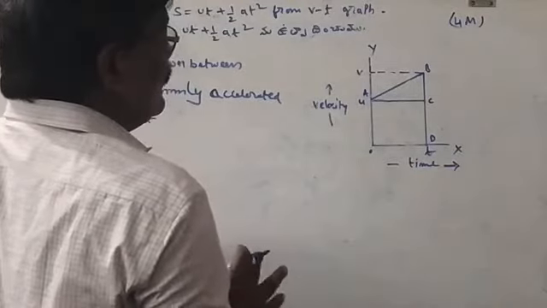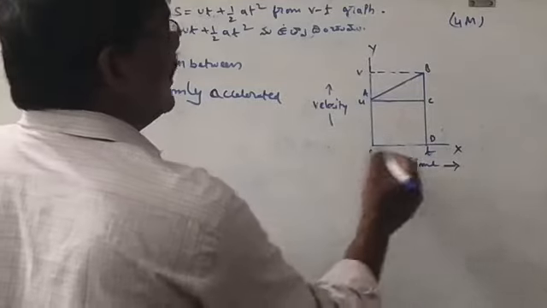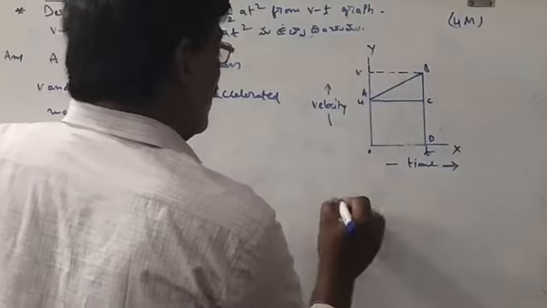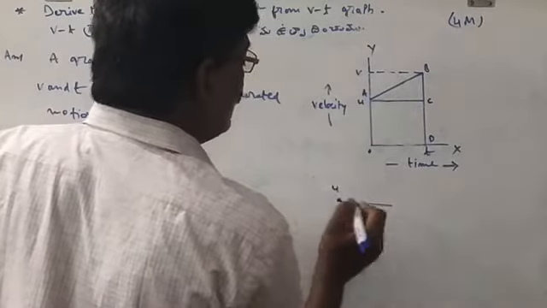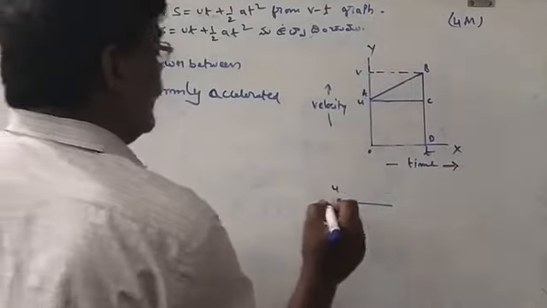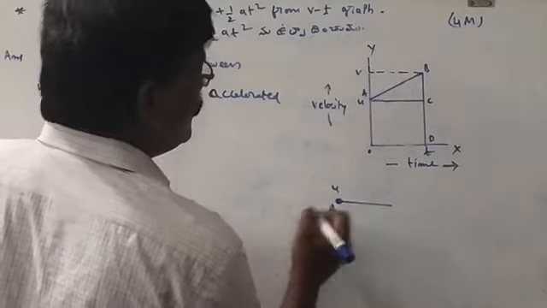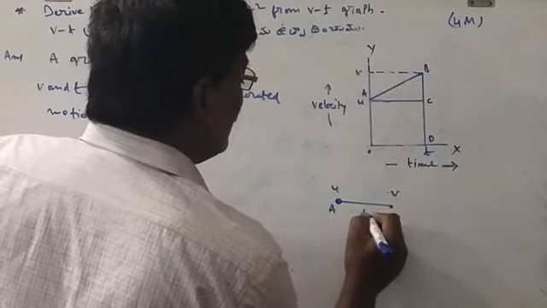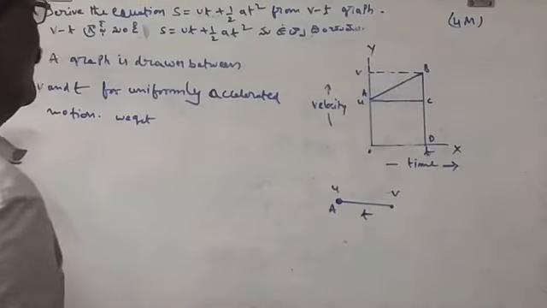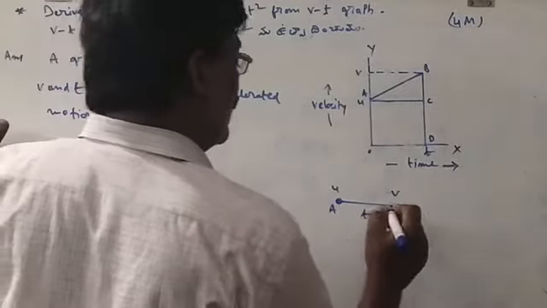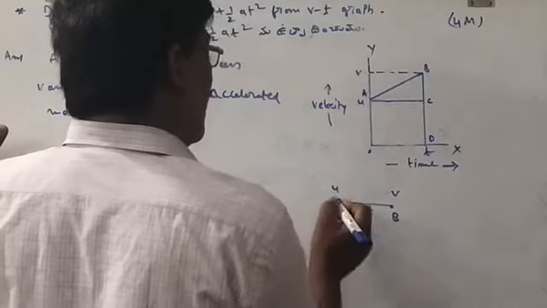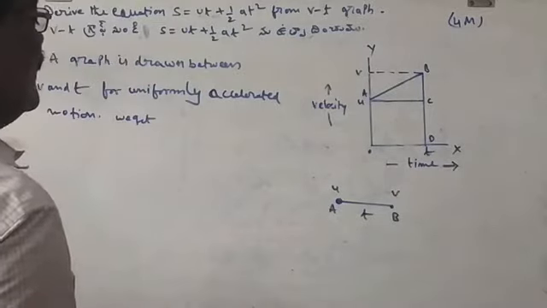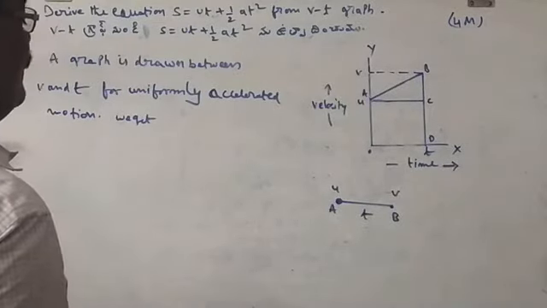You draw first the velocity time graph. Time is taken along x-axis, velocity is taken along y-axis. At A, the body's initial velocity is u, and final velocity is v after time t. Consider a body moves between A and B. At A, its initial velocity is u. At B, its final velocity is v. Time taken between A and B is t.